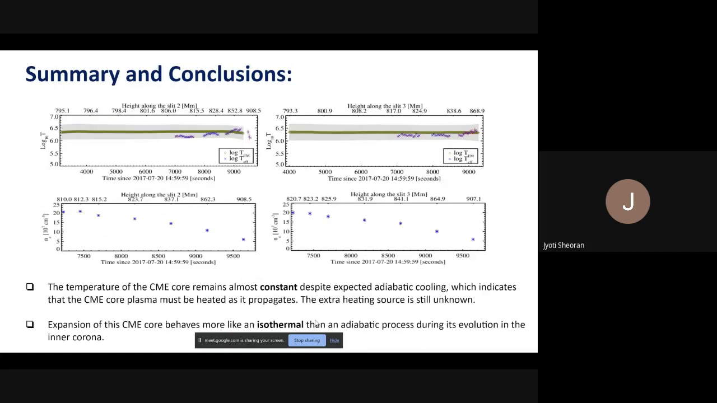Coming to the summary and conclusion, what we found is that this CME is expanding and its density is decreasing, but it is maintaining a constant temperature as it travels. This means the CME core plasma must be heated as it propagates, but this extra heating source is still unknown. There are a few studies in the literature where they have discussed candidate plasma heating mechanisms, but there is still no widely accepted heating mechanism till now. We also conclude that the expansion of this CME core behaves more like an isothermal expansion than an adiabatic process during its evolution in the inner corona.